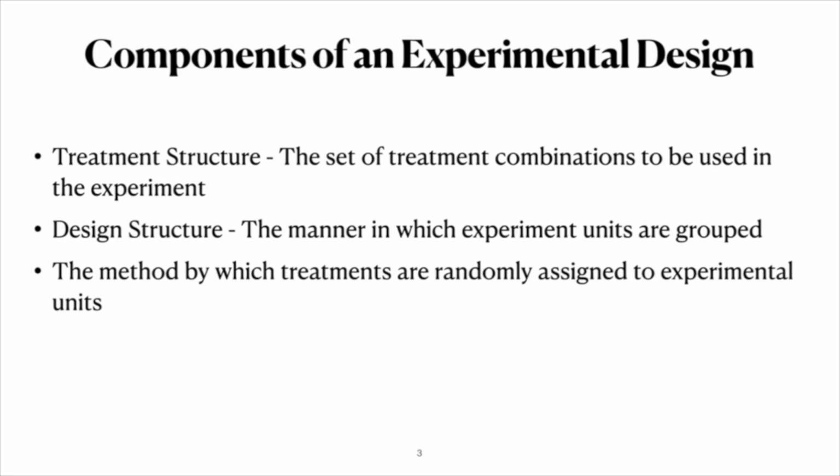So experimental designs may have similar treatment structures and similar design structures, but different experiments may use different methods of assigning treatments to experimental units, and therefore that would constitute a different design. So these are the 3 components that we'll typically be focusing on when we consider the different experimental designs that we look at in this class.